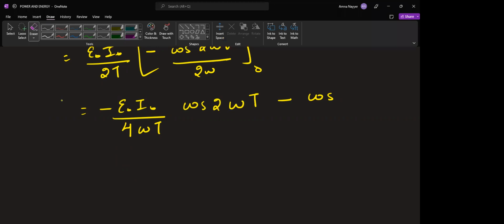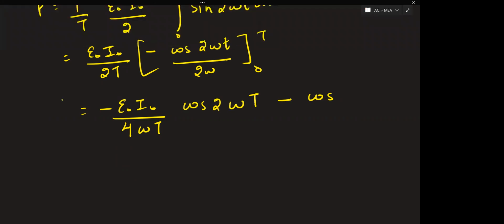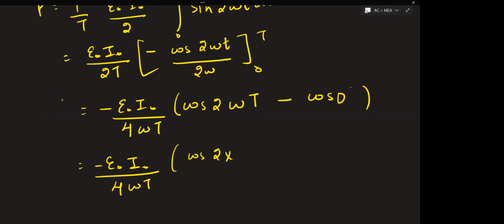This is written as what? Cos 2 omega T, and if you write this, this will be 0 only, minus cos 0. So what is left? Minus E naught I naught by 4 omega t is left. Here you can write this as cos 2 pi. Omega and time period, remember this is 2 pi by T. This we have been using a lot.